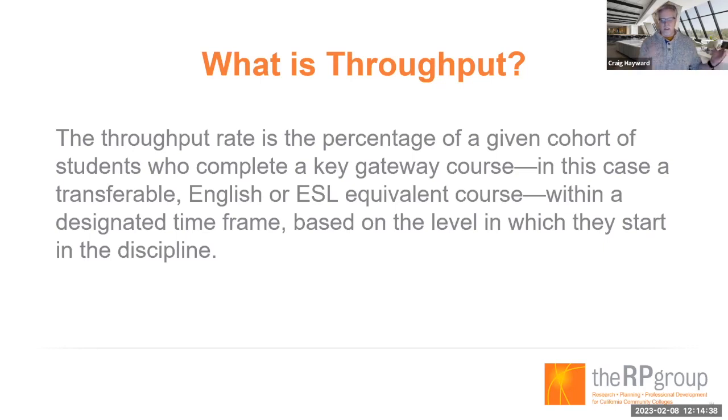So does this cohort of students that begin the sequence at the same time complete that course within a given time frame? For English learner students, that time frame varies. If they enter the English pathway, they have 1 year. If they enter the ESL pathway, they have 3 years.